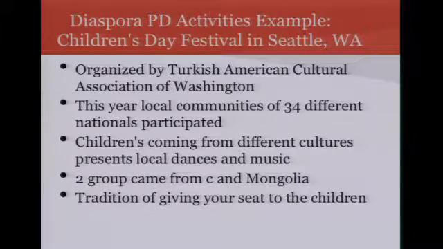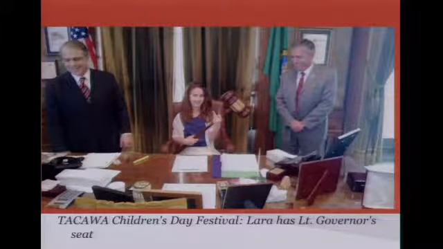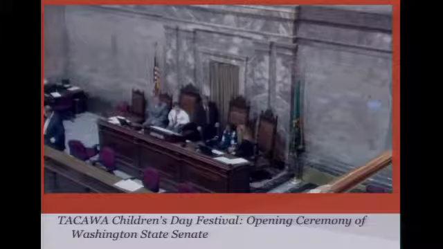And in Turkey, we have a tradition of the high ranking officials of the government giving their seat to a child on that particular day, and that child gives a message to the society about what he thinks is important. And this tradition, Turkish diaspora organizations were successful in making this tradition happen in Washington State as well. Here is a kid in the seat of Washington State's lieutenant governor. Her name is Lara, and here are some kids. They are at the opening ceremony of the Washington State Senate, and they discussed bullying in schools with Senate representatives on that day. And this was done just by an NGO, a Turkish NGO, which we are very proud of.